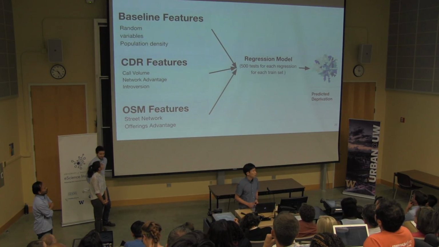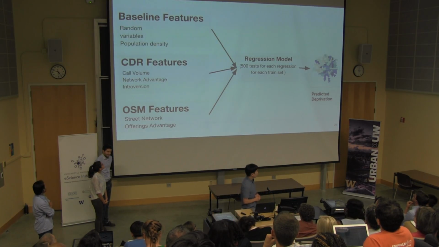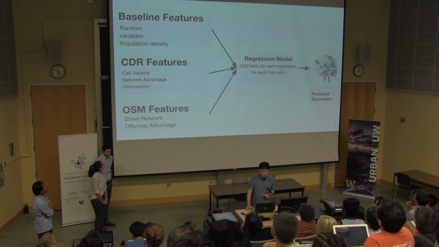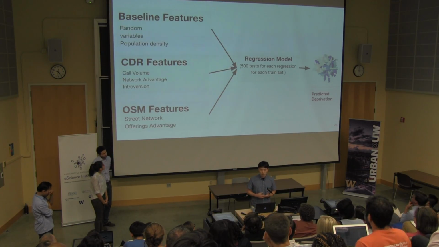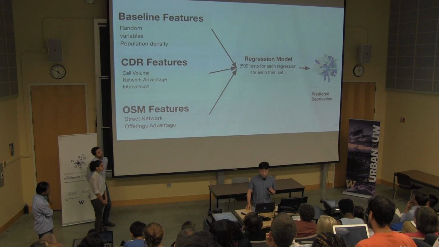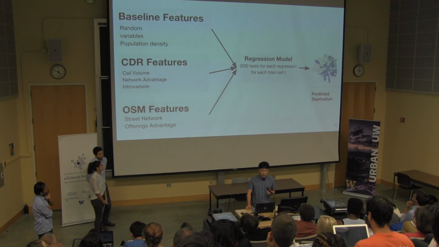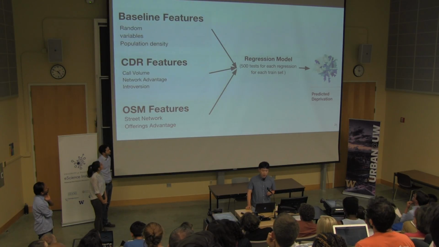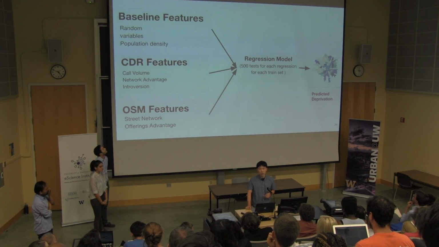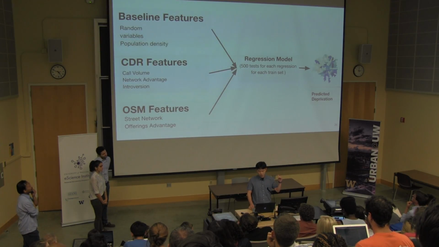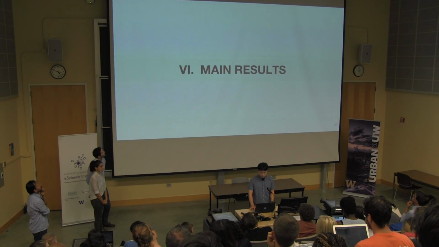So having these different kinds of features, we put CDR features and OSM features into a regression model. And then we also took baseline features such as random variables and population density into account to see how much we can enhance the prediction power using these features.